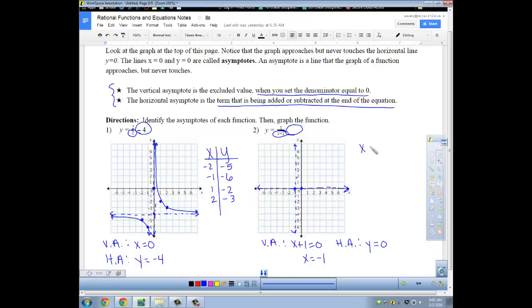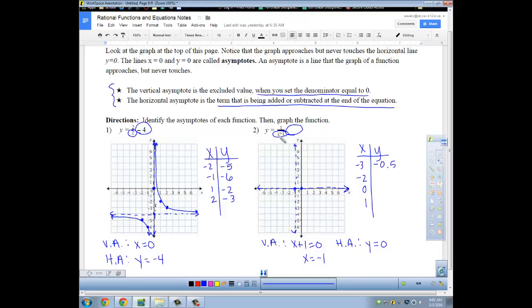And then make your t-chart. So I want two numbers to the left of my vertical asymptote and two numbers to the right. My vertical asymptote is at negative 1, so two numbers to the left would be negative 3 and negative 2. Two numbers to the right would be 0 and 1. Plug in negative 3. Negative 3 plus 1 is negative 2. 1 over negative 2 is negative 0.5.